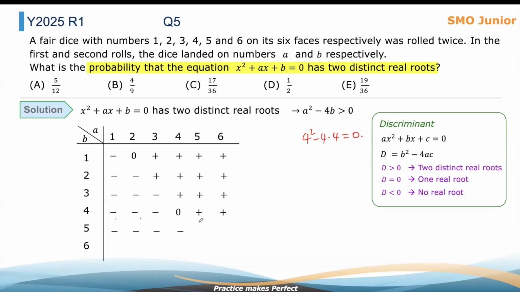When a is 5, b is also 5. 25 minus 20, greater than 0, positive. So this is positive. The last row, negative, negative, negative, negative. a is 5. 5 squared minus 4 times 6 is 1, greater than 0, positive, positive.